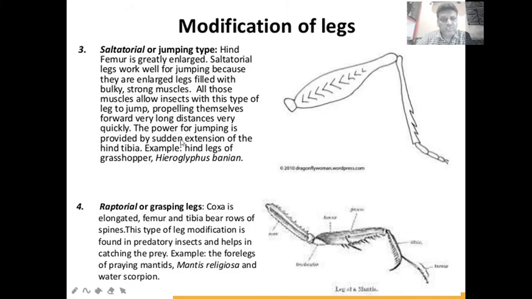The power of jumping is provided by the extension of the hind tibia. This is the hind tibia. They are extended and they provide the power of jumping like grasshopper. Another modification of insect leg is grasping or Raptorial.